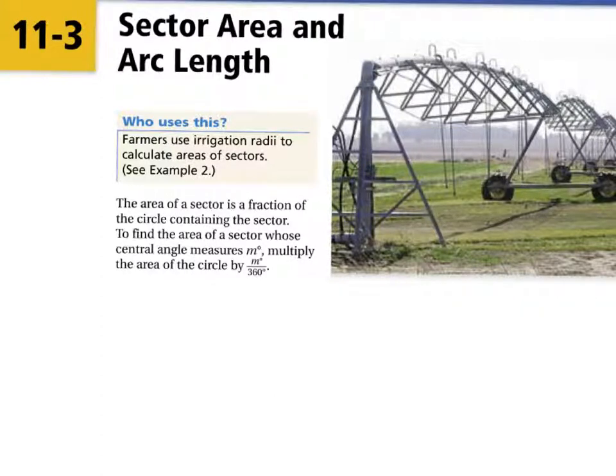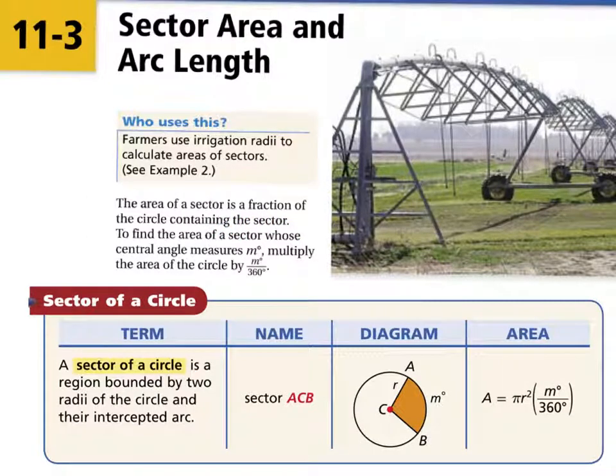In section 11.3, we're talking about sector area and arc length. The area of a sector is a fraction of the circle containing the sector. So let's give you a visual. Just look at this diagram. This is a sector. Now it's a fraction of a circle containing the sector.